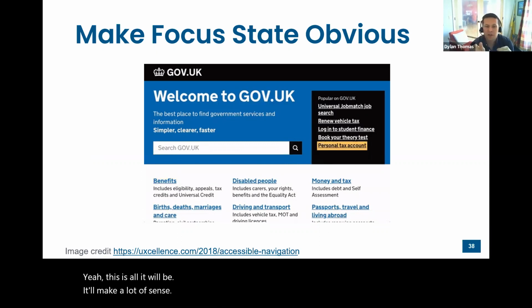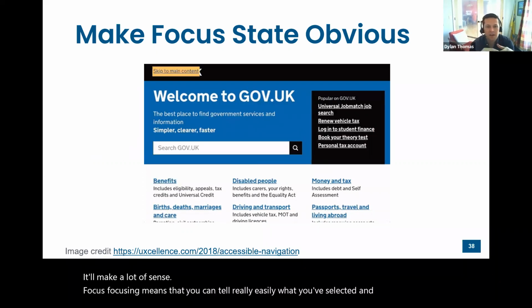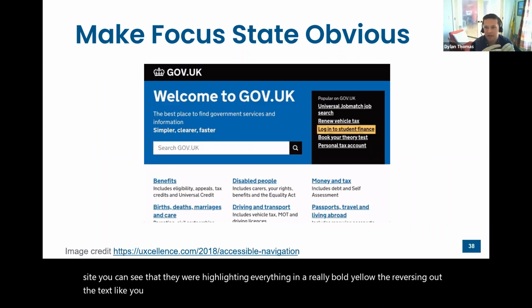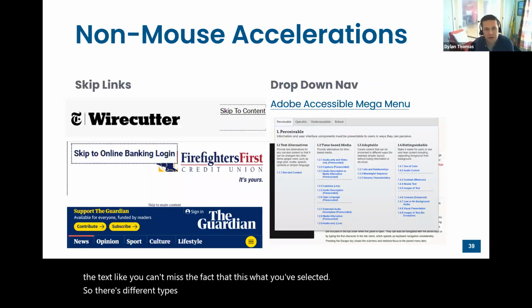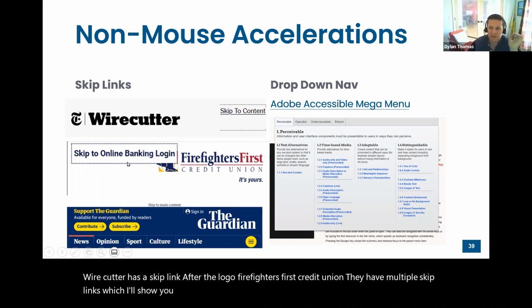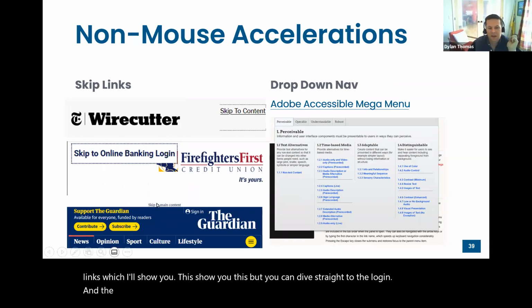Focusing means that you can tell really easily what you've selected. On the gov.uk site, you can see that they're highlighting everything in a really bold yellow. They're reversing out the text. You can't miss what you've selected. So there's different types of skip links. Wirecutter has a skip link after the logo. Firefighters First Credit Union has multiple skip links, which I'll show you, but you can dive straight to the login. And the Guardian has a little link at the top that shows up, then goes away.